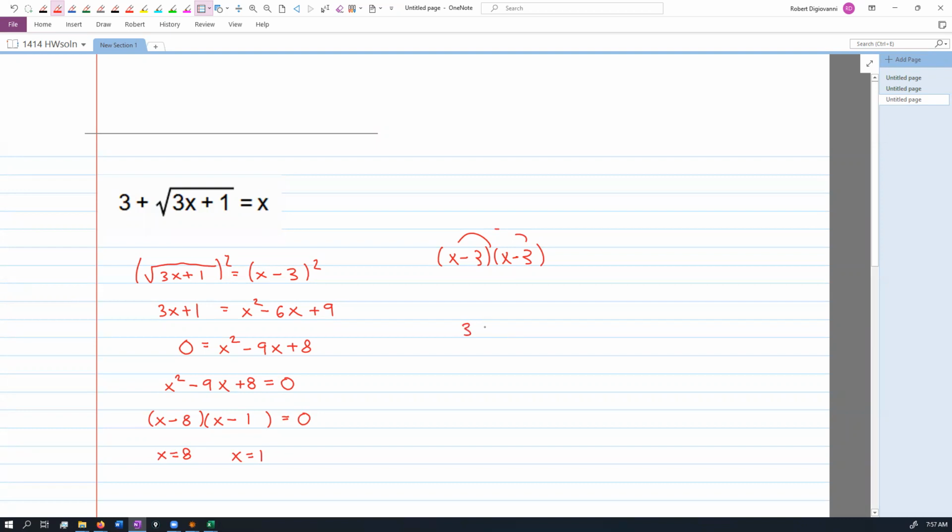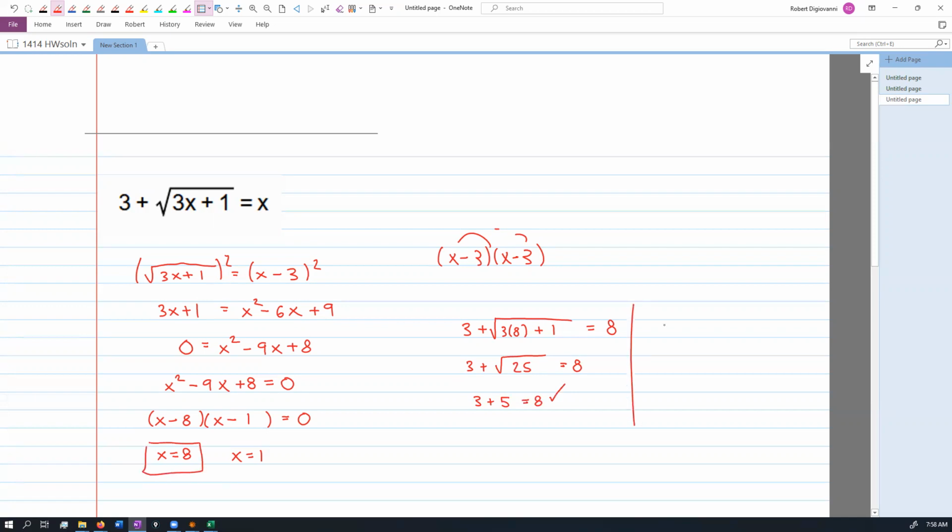Let's check 8. If I check 8, 3 times 8 plus 1, does that equal 8? So replacing all the x's with 8s, we get 3 plus the square root of, let's see, 3 times 8 is 24, plus 1 is 25, equals 8. And the square root of 25 is 5. So 3 plus 5 is 8. That is true. So we know that that's an answer.